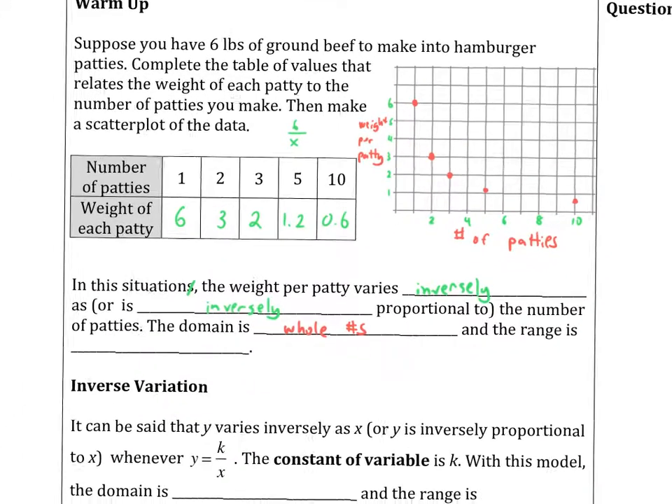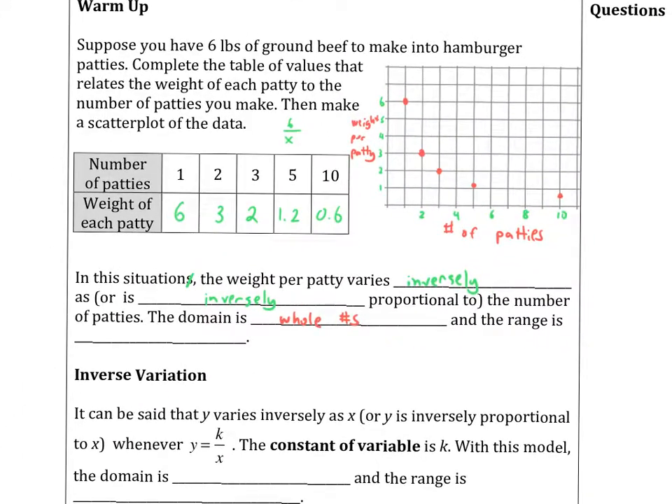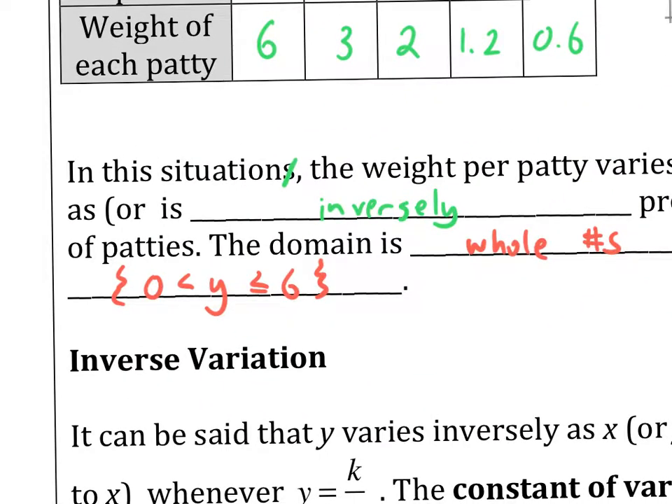And what about the range? Well, the range is the highest it goes. In my context, the highest it gets is 6. And the lowest it gets is, it can keep going on forever. So it looks like my range is between 0 and 6. Notice that it never gets to 0, but it does get to 6. So I have a less than, but then a less than or equal to for the second part there.